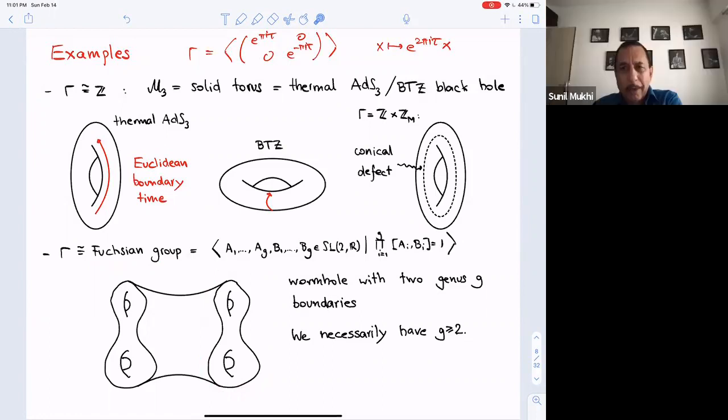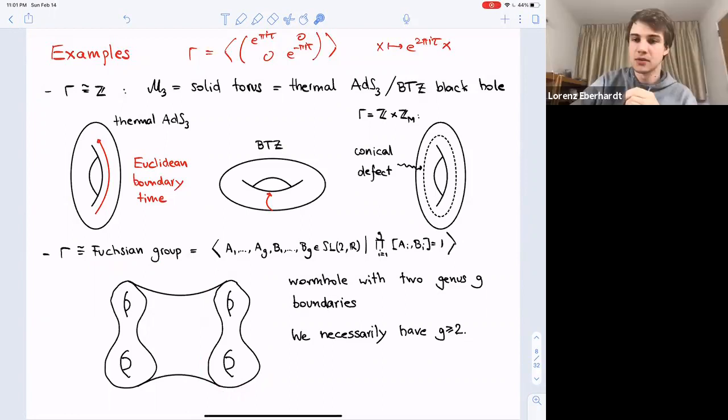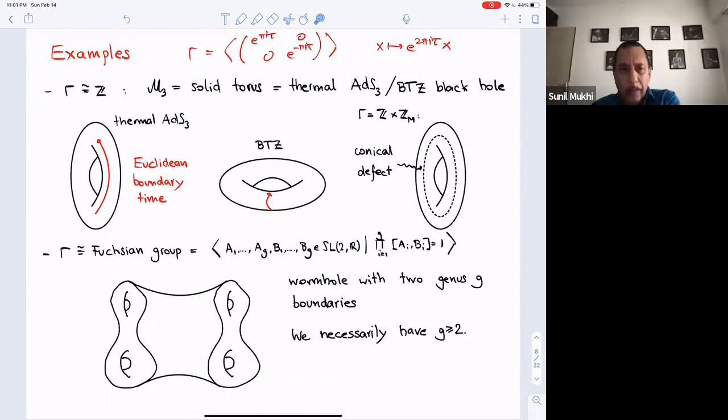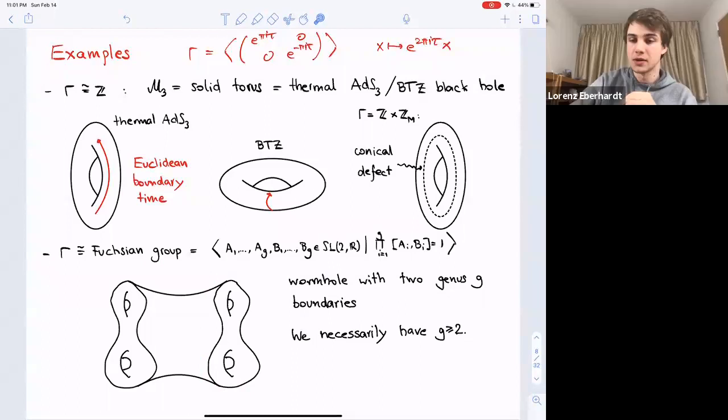Sorry, can I interrupt? I think you said there's no wormhole which interpolates between two genus 1 boundaries. Yeah, I mean a saddle geometry. Oh, okay. It can't be a saddle is the point. But I mean, obviously there's something like T2 times an interval, but it doesn't carry a hyperbolic metric.